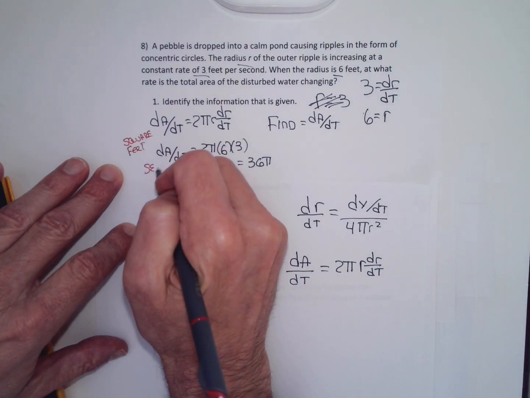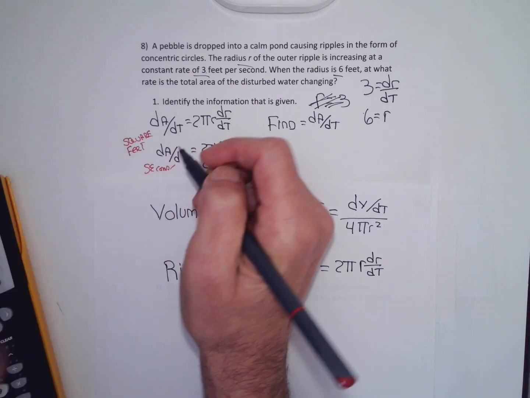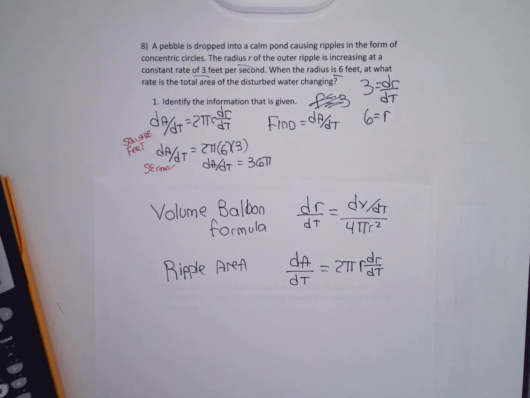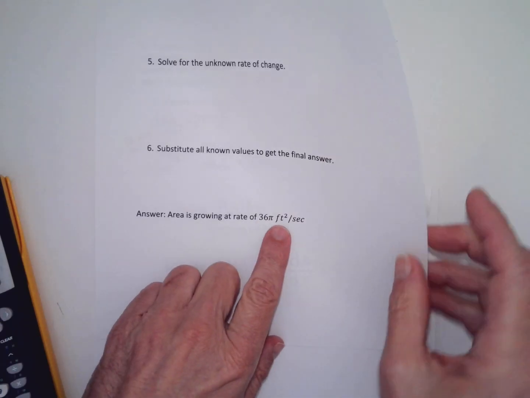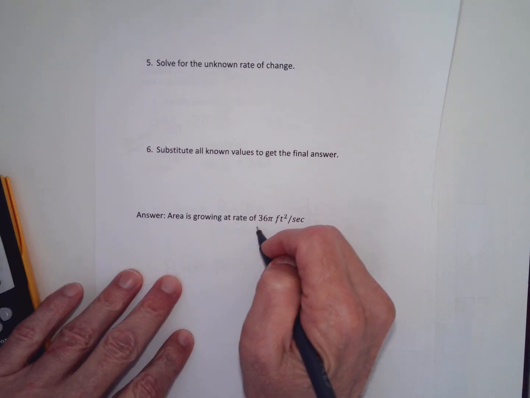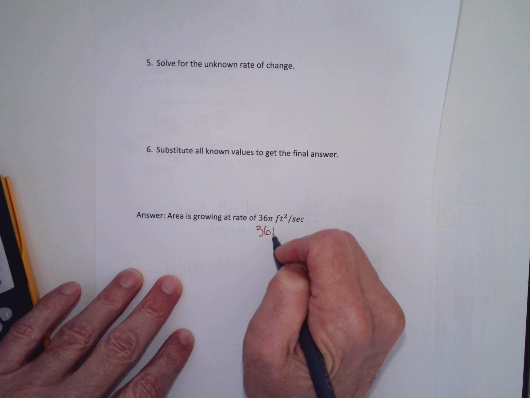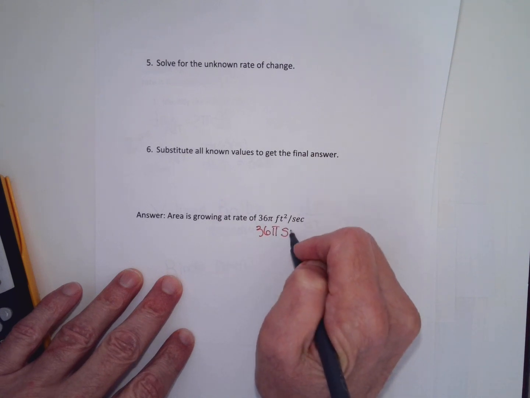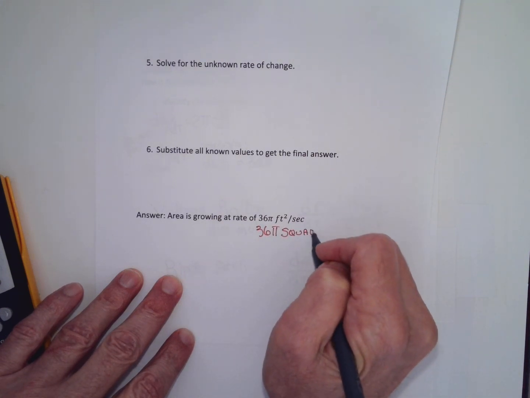So this is going to tell me that the area is changing at 36 pi for the number, and then the units, I need to say feet squared per second. I can write that down if I wanted to. I can say the area is growing at 36 pi square feet per second, or I could use the units like I have here.